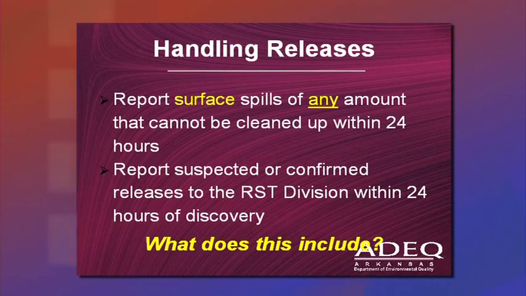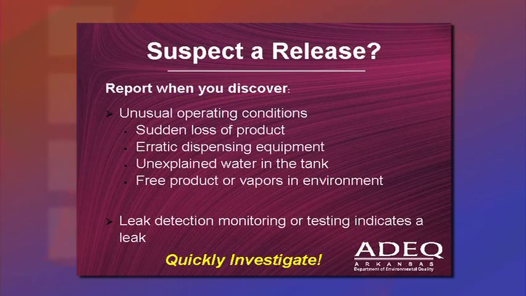This includes, generally, you can suspect a release in any of these ways right here. You have unusual operating conditions at your facility, meaning all of a sudden you have a sudden loss of product in your tank. It's a suspected release. If your dispensing equipment starts acting erratically, you've got a suspected release. If you have unexplained water in the tank, you get a big jump of water inside your tank whenever you're sticking your tank, suspected release.